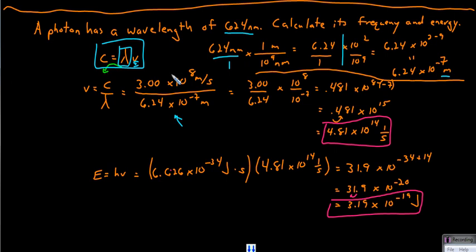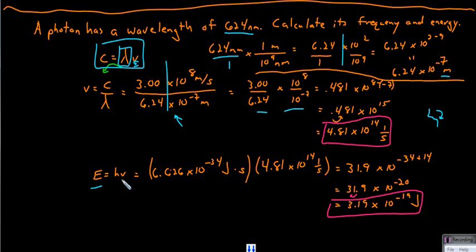Again, if you don't have a fancy calculator, you need to break it down into two parts. 3 divided by 6.24, and 10 to the 8 divided by 10 to the negative 7. And 3 divided by 6.24 is 0.481, and 10 to the 8 divided by 10 to the negative 7 is 10 to the 8 minus 7. Or we have 0.481 times 10 to the 15. Or, to get into scientific notation, move the decimal once to the right, so that it's 4.81 times 10 to the 14. All right, now that we have our frequency in reciprocal seconds or hertz, we can find our energy.